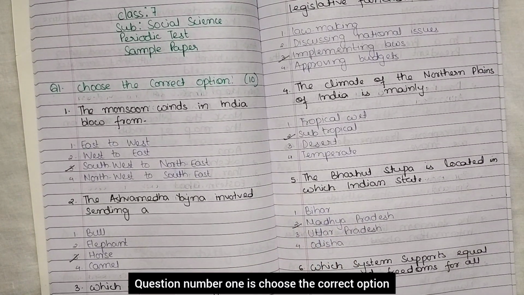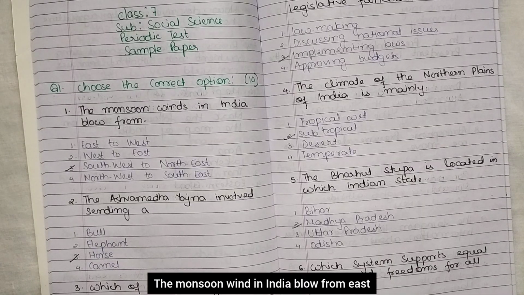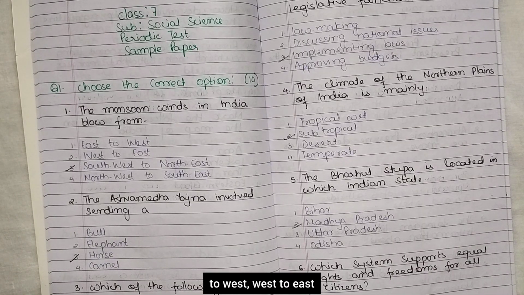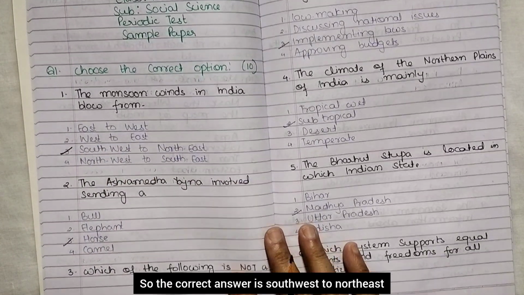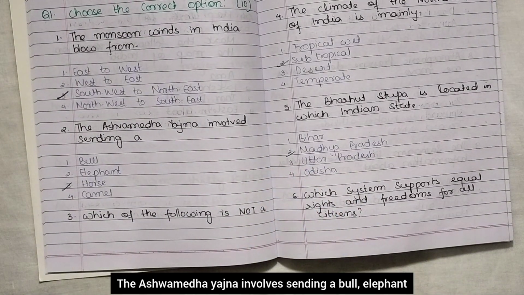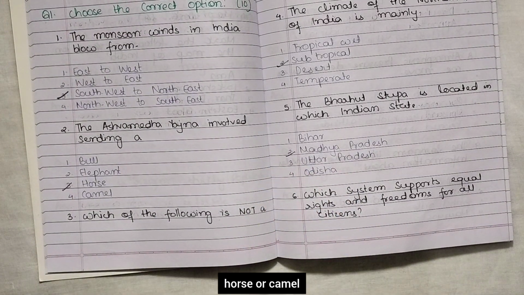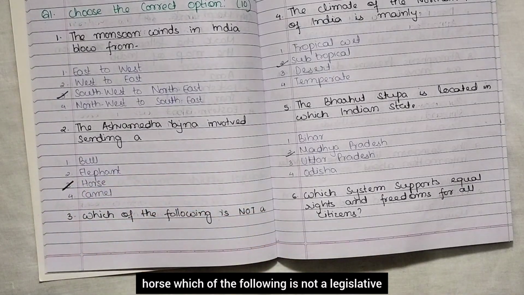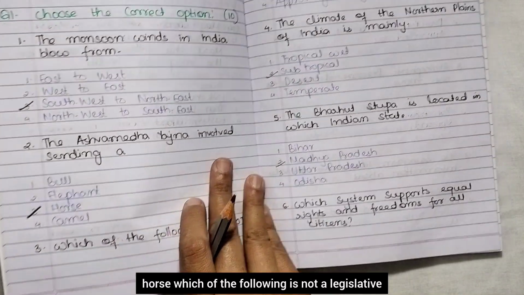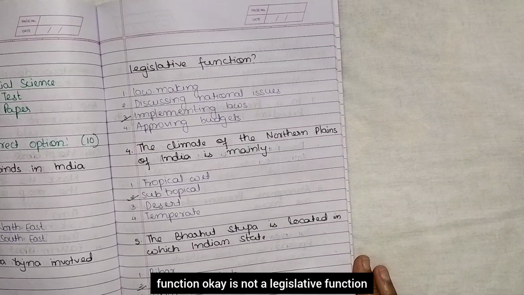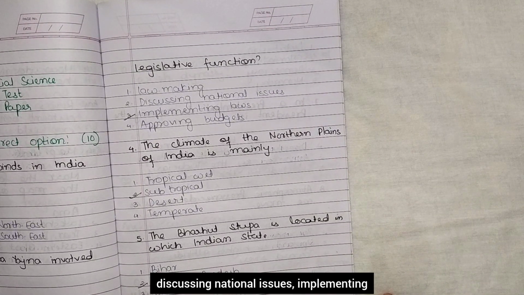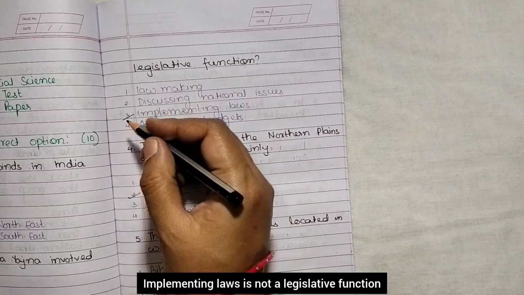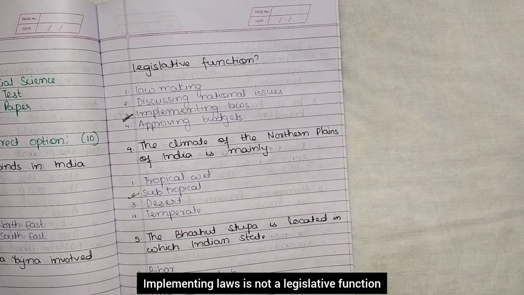Question number 1 is choose the correct option. The monsoon winds in India blow from east to west, west to east, southwest to northeast, or northwest to southeast. The correct answer is southwest to northeast. The Ashwamedha Yajna involves sending a bull, elephant, horse or camel. Horse. Which of the following is not a legislative function? The options are lawmaking, discussing national issues, implementing laws, approving budget. Implementing laws is not a legislative function.